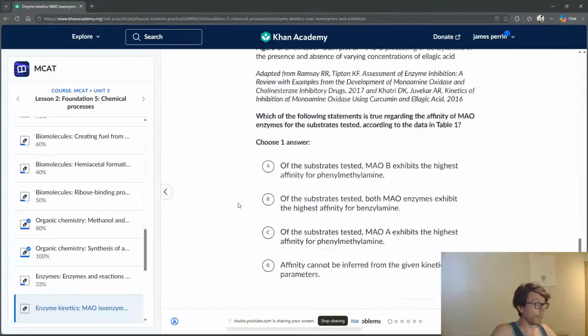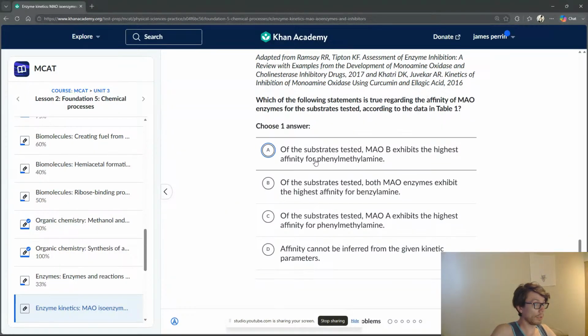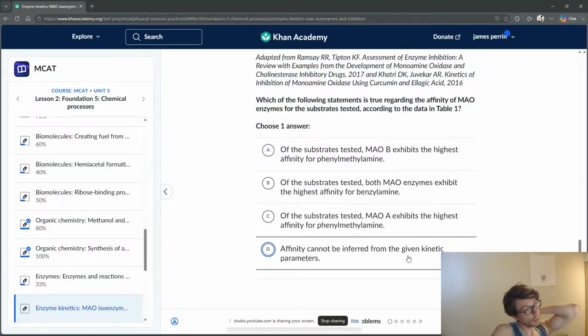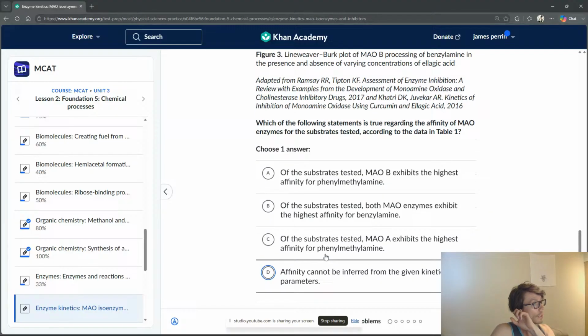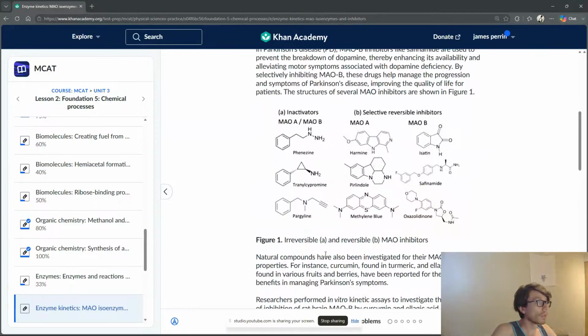Okay. Before I look at Table 1 again, let's just see what the options say. MAO-B and phenylethylamine. Both MAO enzymes high affinity for benzylamine, MAO-A for phenylethylamine. So we want to look at benzylamine and phenylethylamine. Affinity cannot be inferred. I don't think I've seen a question yet where an answer that says none of these is right is correct, but we'll see. I'm still holding my breath.